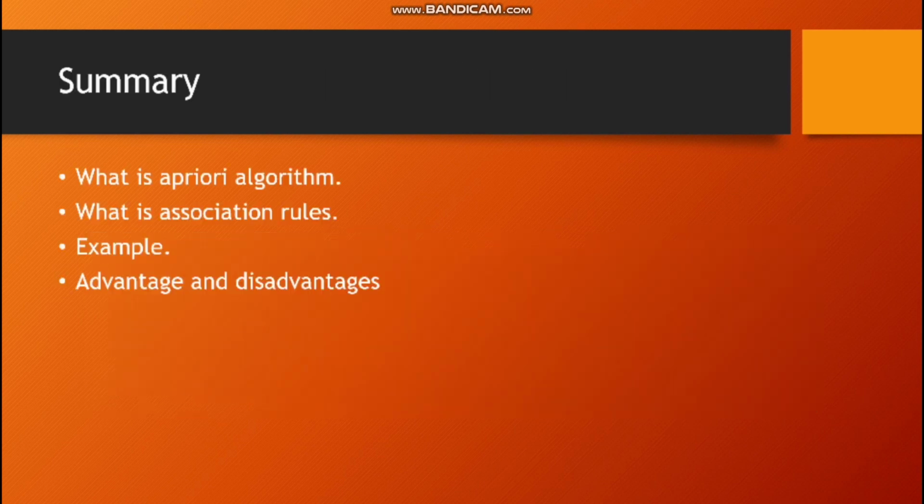Now coming to the summary, in this video we saw what is Apriori algorithm and what is association rule. After that we saw one example, and at the end we have seen the advantages and disadvantages of Apriori algorithm. So that's all from my side.